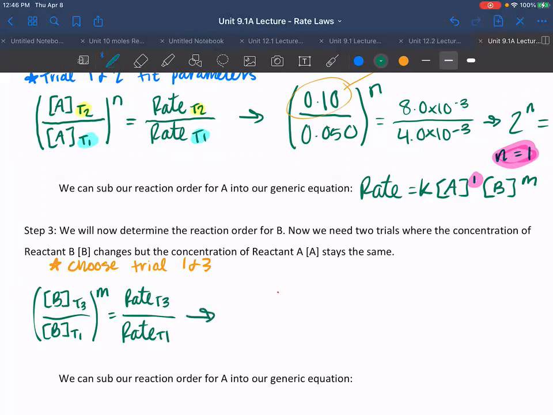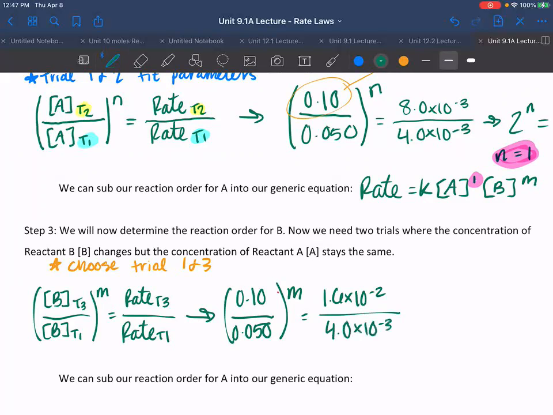Plug values in. You would get 0.10 divided by 0.050 to the nth power is equal to 1.6 times 10 to the negative second power divided by 4.0 times 10 to the negative third. This is 2 to the nth power is equal to 4. So what does n equal in this case? 2. So this has a reaction order of 2.